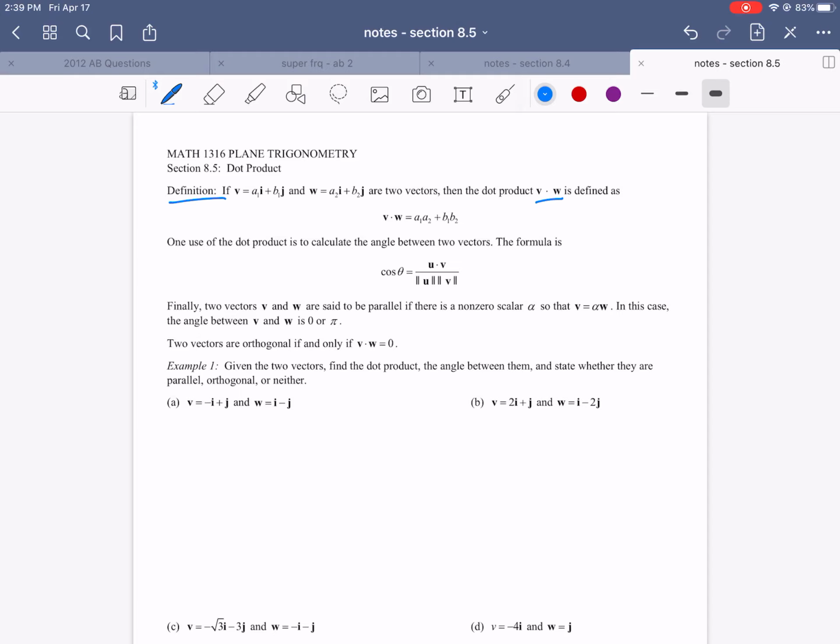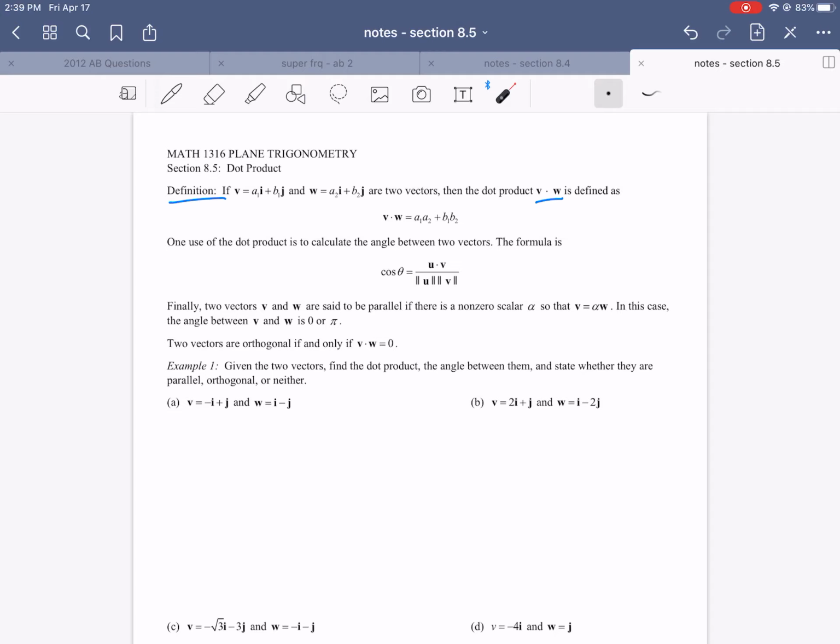You multiply a1 by a2. Just as a heads up, a1 is the i component of v, and a2 is the i component of w. So you basically just multiply together the two first components, and then add the product of the second components.